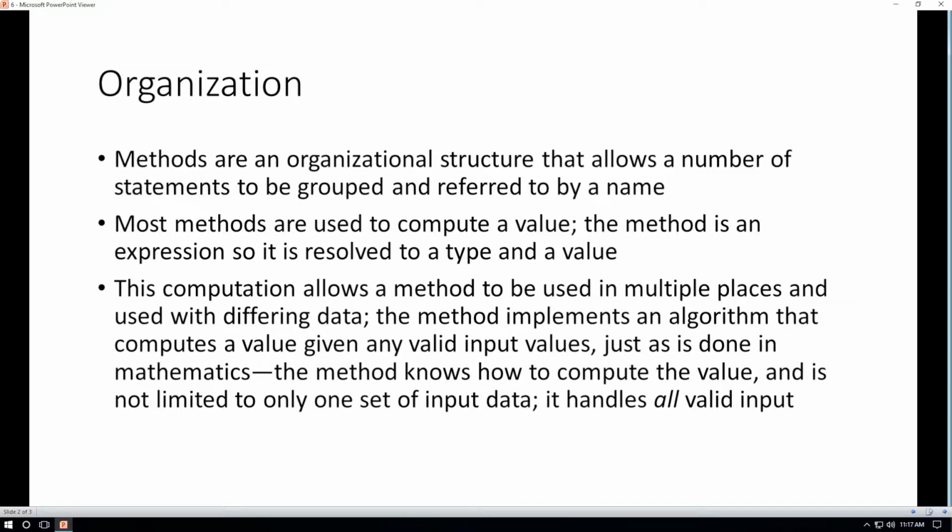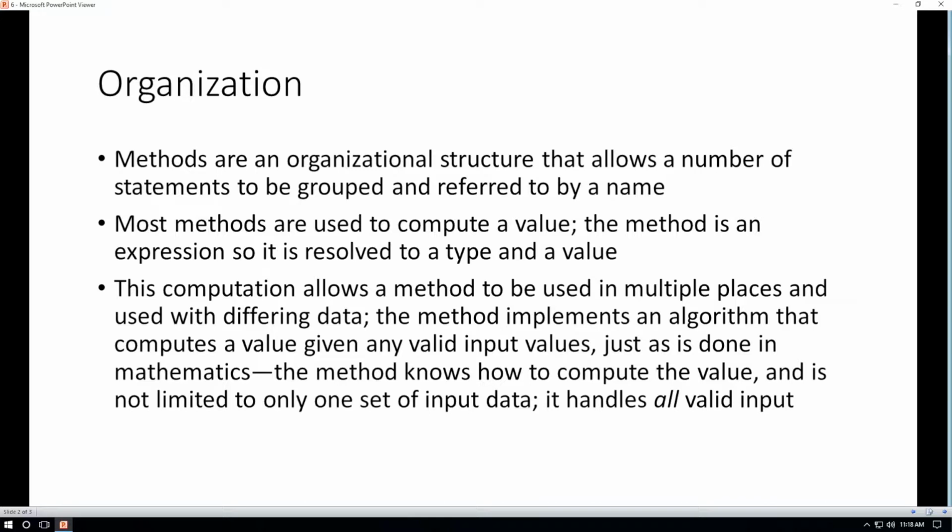We often use calculators or other computers to do that. We don't precisely know how to compute it by hand. We don't need to because we're using the idea of a piece of code or a function written and hidden away but available for use. Most methods are used to compute a value, like the square root example. The method is therefore an expression. It has a type and it has a value.